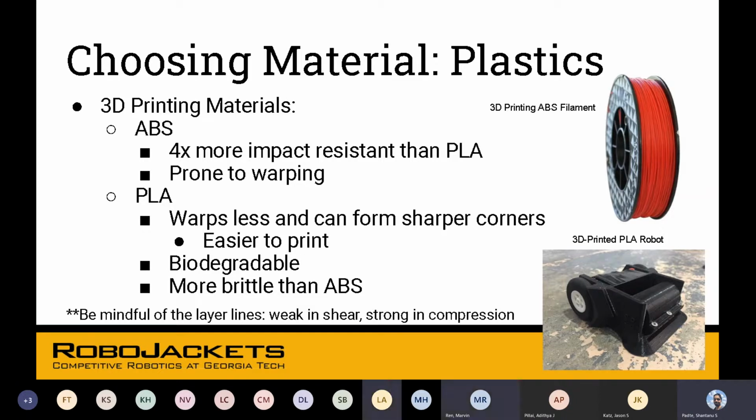Has anyone here actually 3D printed anything before or seen 3D printed parts? I have a 3D printer at home. Oh, that's neat. So you must have noticed something. The way 3D printing works is that it lays down the plastic in layers, right?